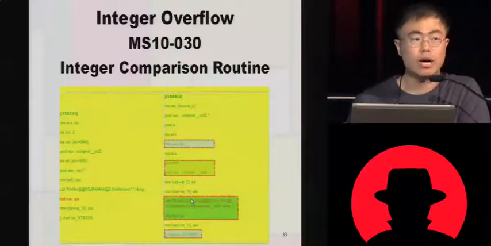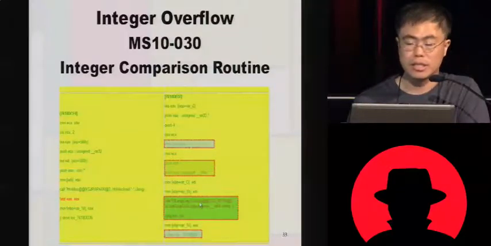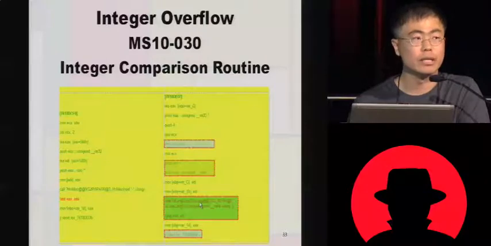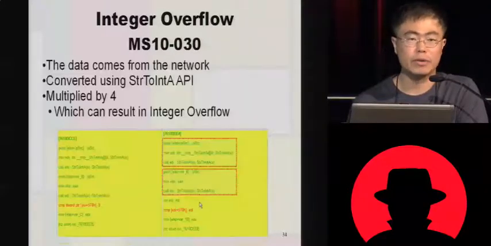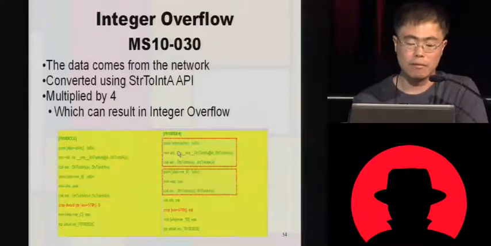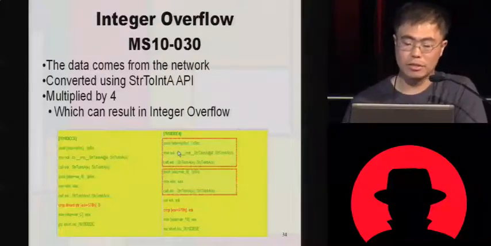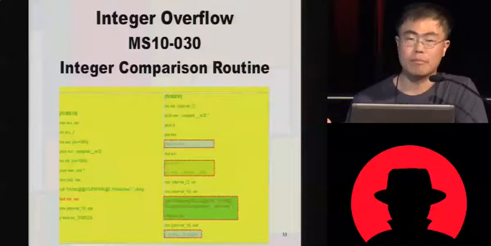So you might wonder what kind of API this is. It's a 64-bit to 32-bit conversion routine, and it will convert any 64-bit value to 32-bit. And actually, the input for that conversion is coming from str to int, and the original data is coming from a user-supplied response.